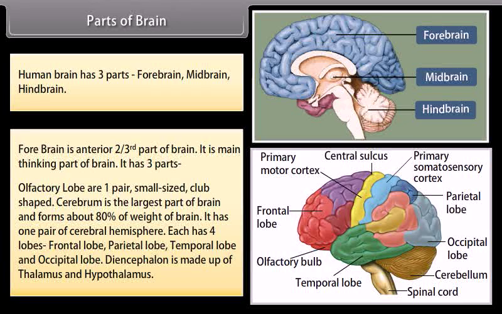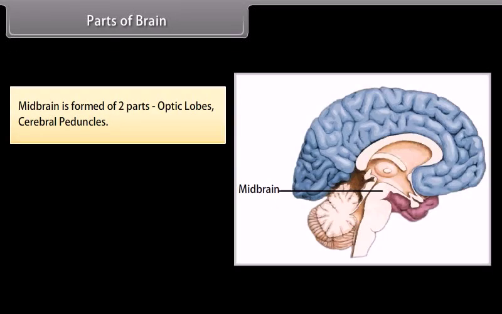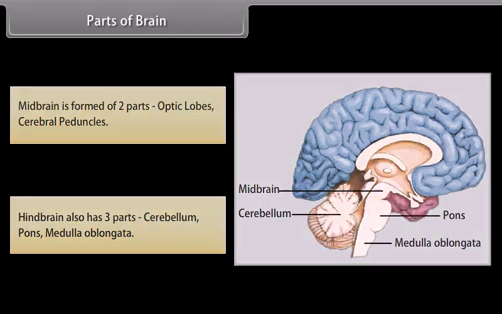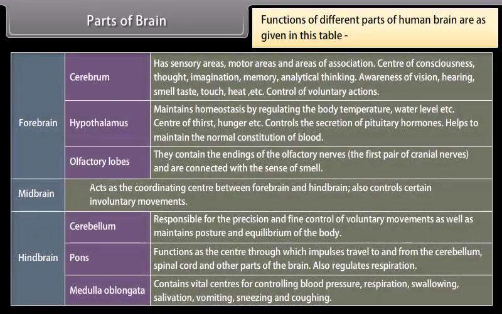Diencephalon is made of thalamus and hypothalamus. Midbrain is formed of two parts: optic lobes, cerebral peduncles. Hindbrain also has three parts: cerebellum, pons, medulla oblongata. Functions of different parts of human brain are as given in this table.